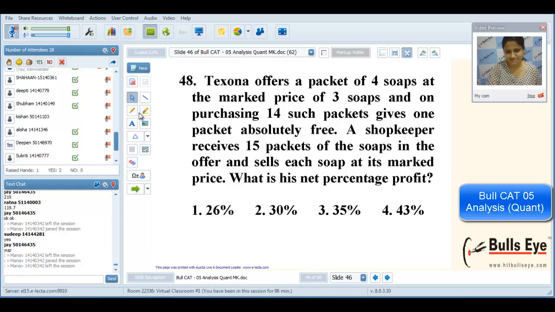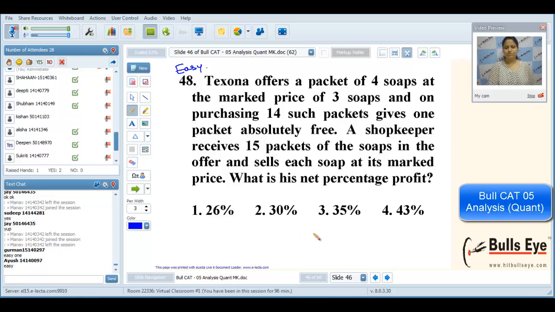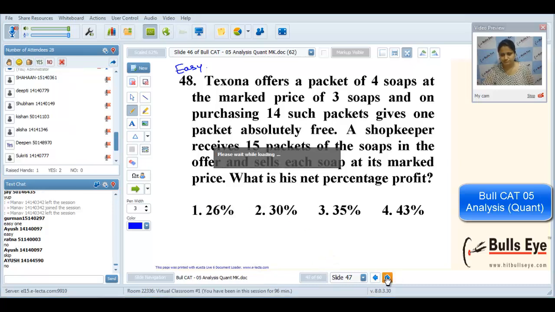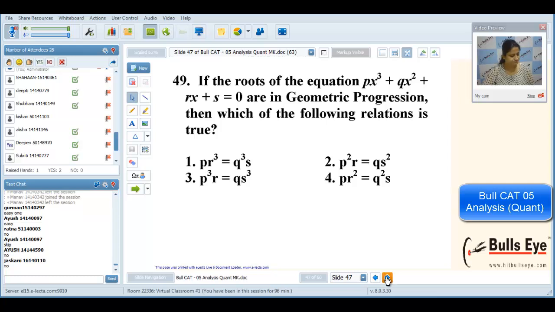It was an easy question, profit and loss, easy. Any problem in this? Okay. Again, 49th is easy, algebra, AP GP.